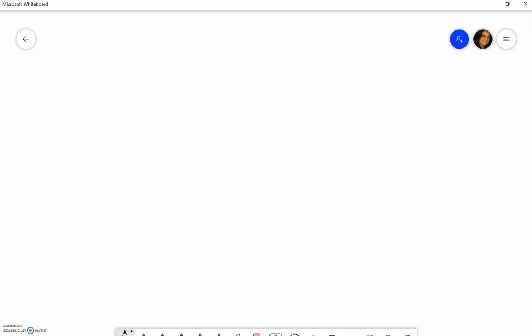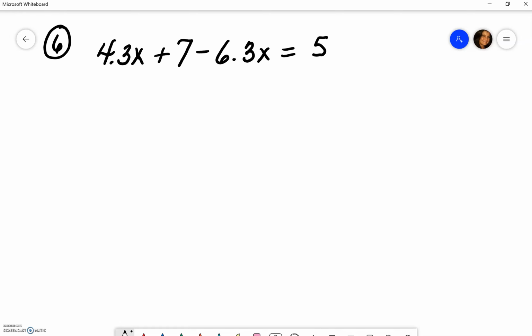Okay, so moving on to number 6. Number 6, they want us to take 4.3x and add it to 7, and then subtract 6.3x, and that equals 5. What they want you to recognize first in this problem, before you can start shifting things around, is that these are like terms, so you can combine those.